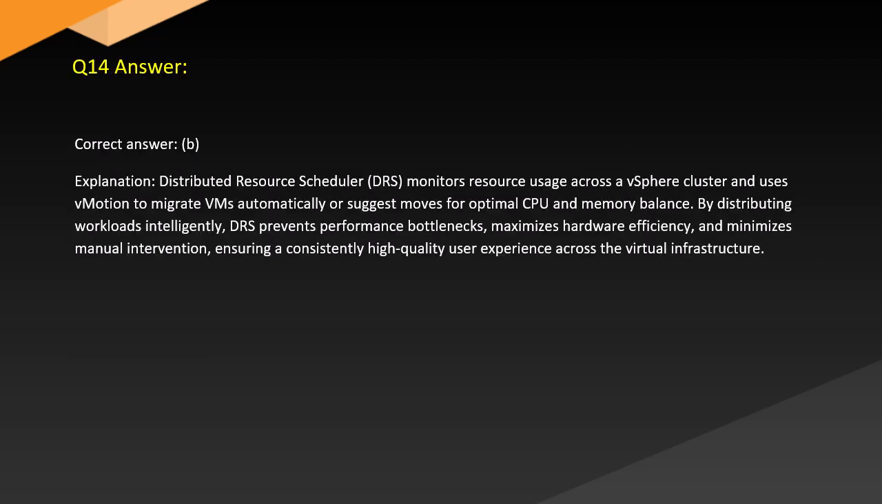Answer. Correct answer: B. Explanation. Distributed Resource Scheduler (DRS) monitors resource usage across a vSphere cluster and uses vMotion to migrate VMs automatically or suggest moves for optimal CPU and memory balance. By distributing workloads intelligently, DRS prevents performance bottlenecks, maximizes hardware efficiency, and minimizes manual intervention, ensuring a consistently high-quality experience across the virtual infrastructure.